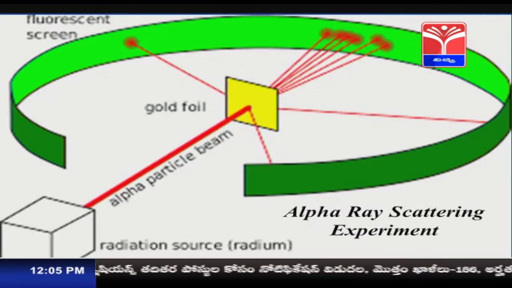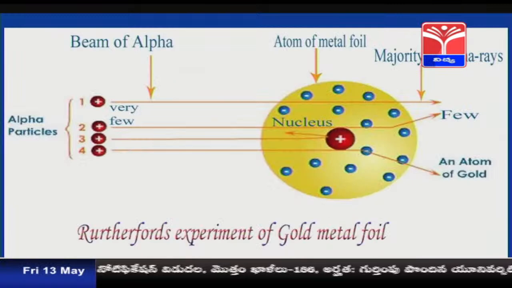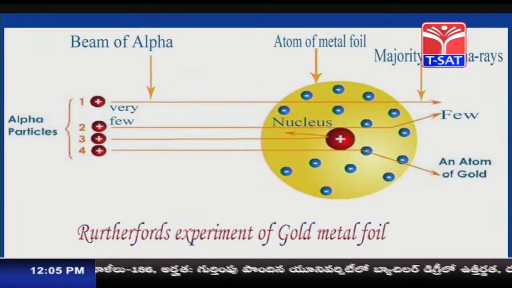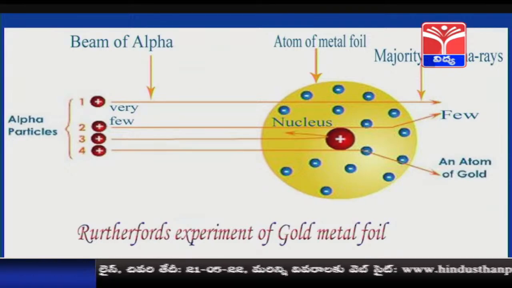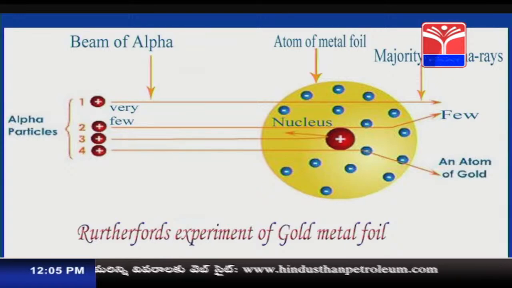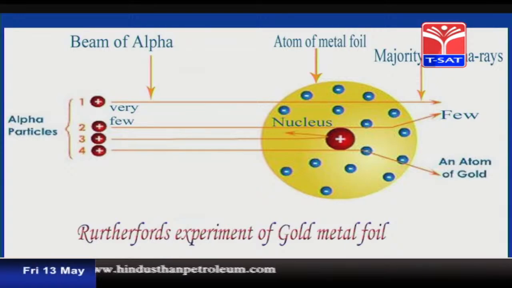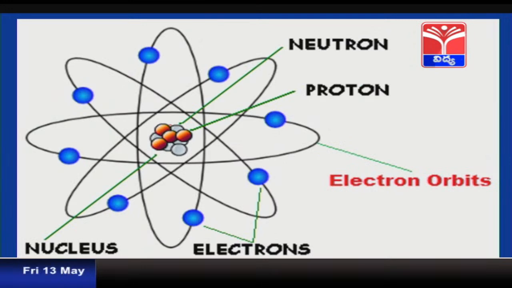Based on these observations, Rutherford concluded that most of the mass of the atom is located at the center of the atom, and he said that the center is a nucleus. In this nucleus both protons and neutrons are present, most of the atom is empty, and electrons are revolving around the nucleus, just as in the solar system planets revolve around the sun. So in the same way he compared the atom with a solar system.